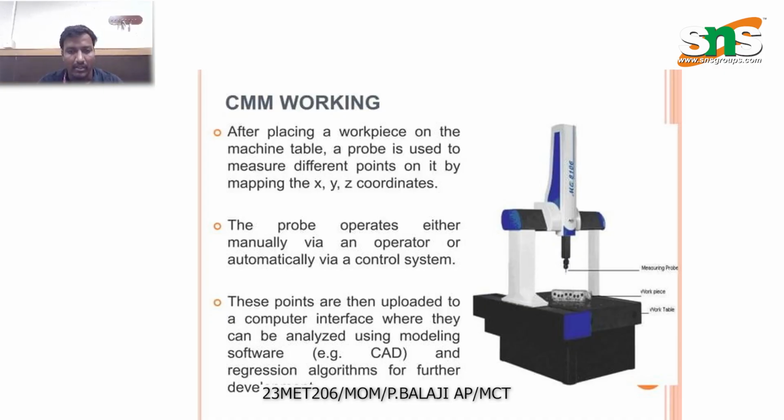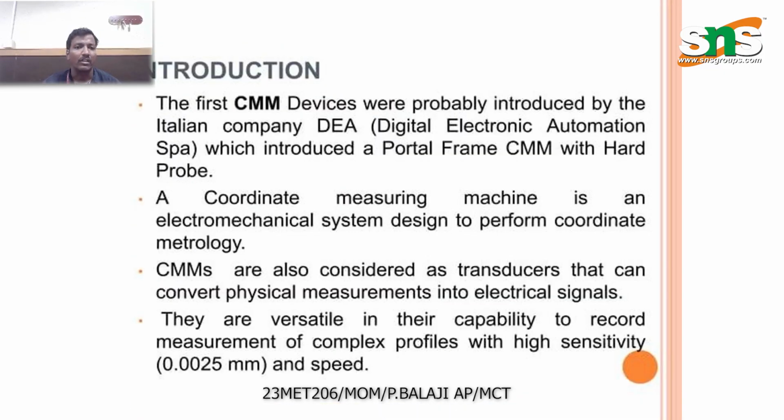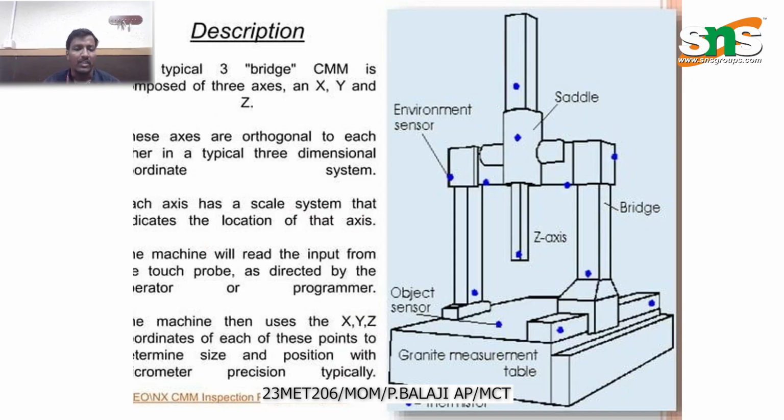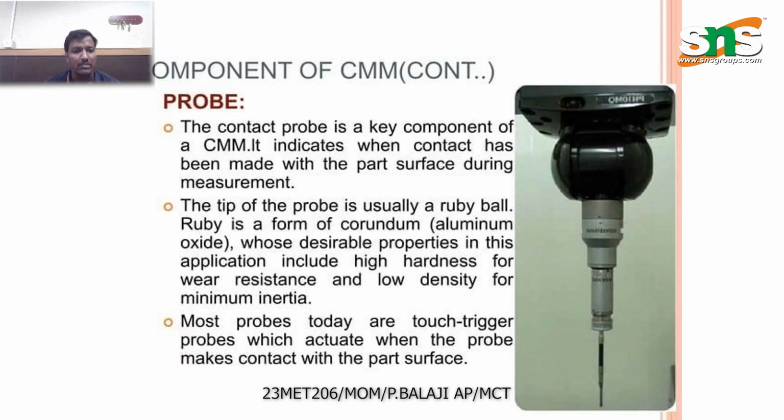In this video, we are going to see the remaining things about the CMM. In the last video, we discussed what a CMM is, its main function, how we can get data from the CAD system and CNC machine tools, what axes are available in the CMM, what probing is, and the components available in a CMM, like probing, mechanical structure, the drive system, control unit, and digital computer system. Those things we have discussed.